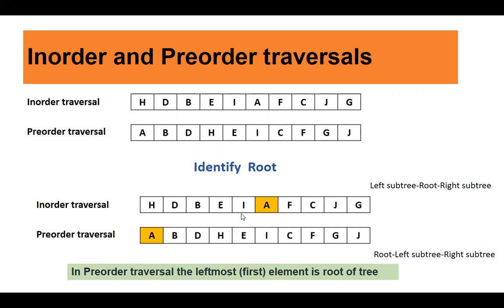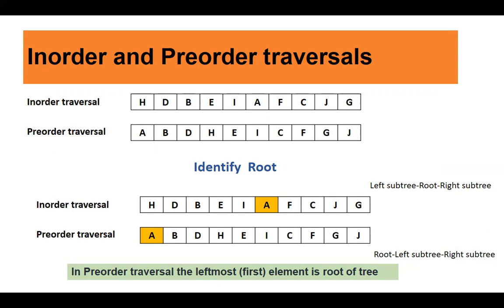Now trace this A in the in-order traversal. In case of in-order traversal, the root is always in the center, right? But the traversal is what? First you visit the left subtree, then you visit the root, and then you visit the right subtree. So the root is always in the center. Once you trace A in the in-order traversal, everything on the left-hand side is the left subtree, and everything on the right-hand side of element A is the elements of the right subtree.